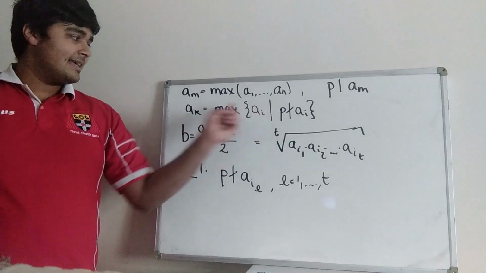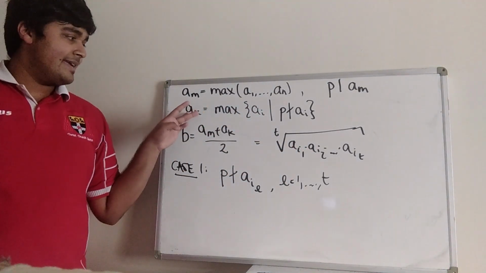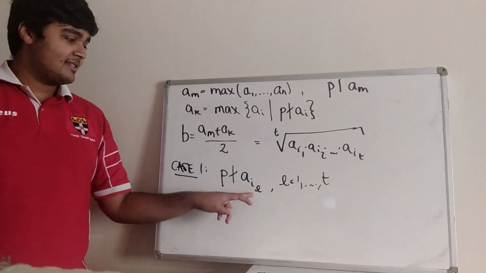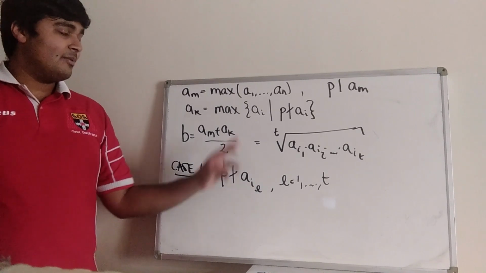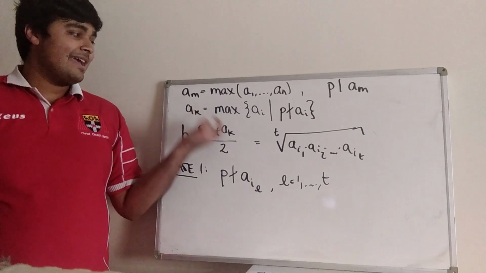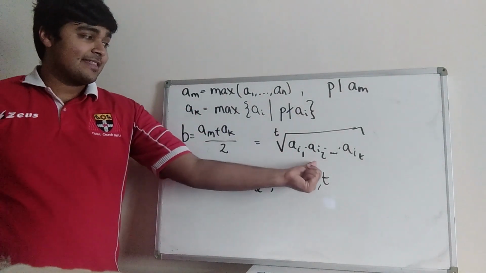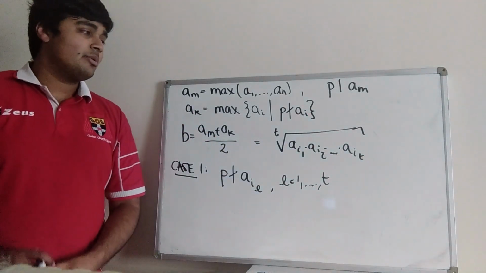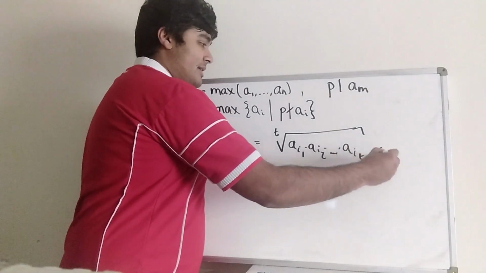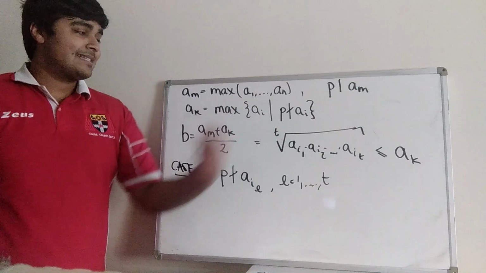Well, certainly if we look at this set here, a_i1 is going to be less than or equal to a_k. Well, why is that? Because p does not divide a_i1, which means a_i1 is in this set here, and a_k is the maximum of this set, so a_k is going to be bigger than or equal to a_i1. Similarly, a_k is going to be bigger than or equal to a_i2, and so on all the way up to a_it. So we have this geometric mean here is going to be less than or equal to a_k. So b is less than or equal to a_k.